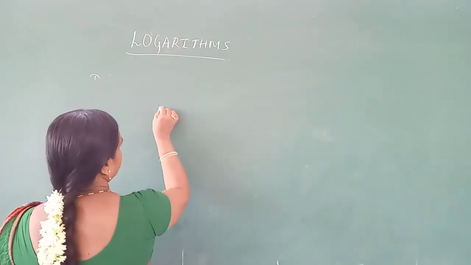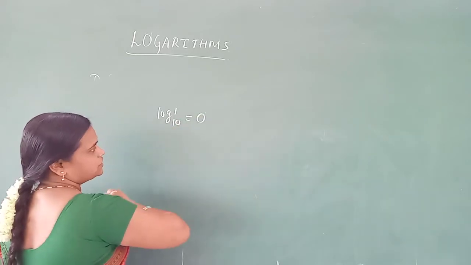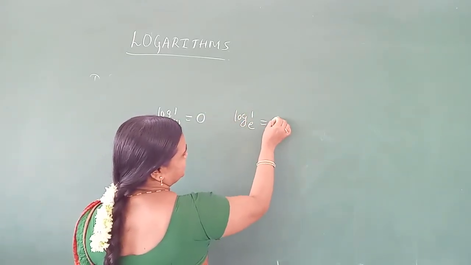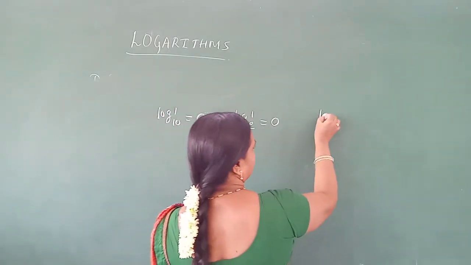What we have done here? Log 1 to the base 10 is 0. Log 1 to the base e is 0. Correct? Next, log 10 to the base 10.